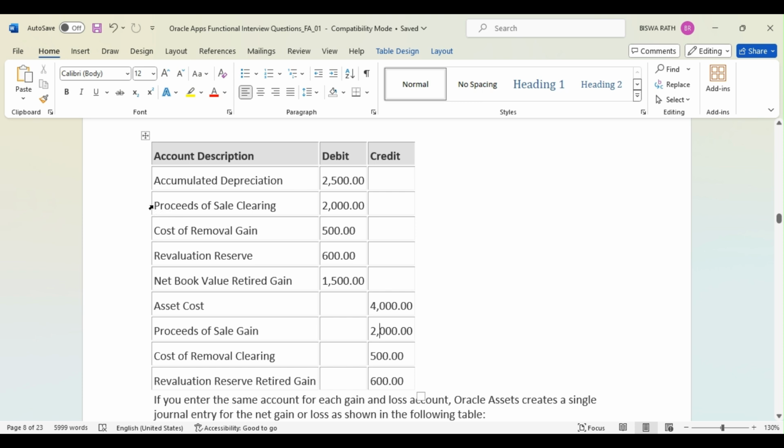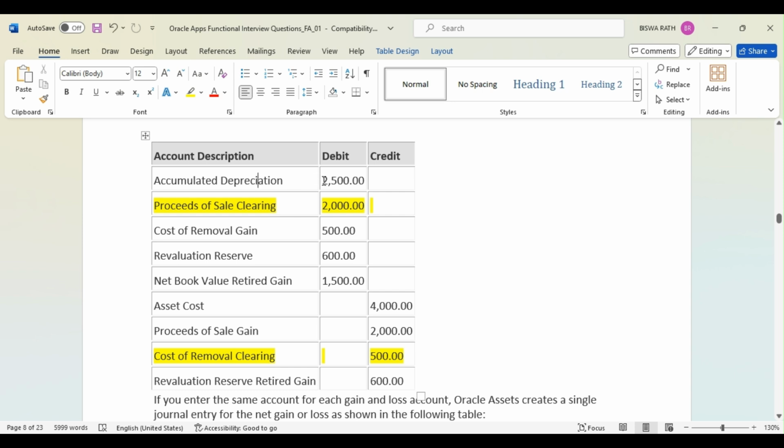Now, say for example, if you remove this, I'm just removing from here, and this, I'm just removing from here, because these are all more of a clearing account, intermediate account, right? And now you can understand this entry.